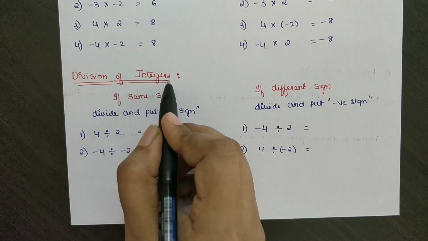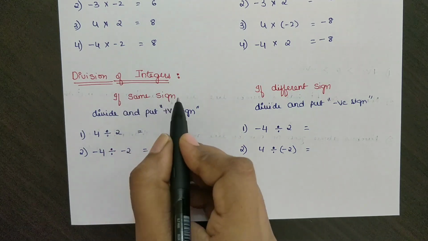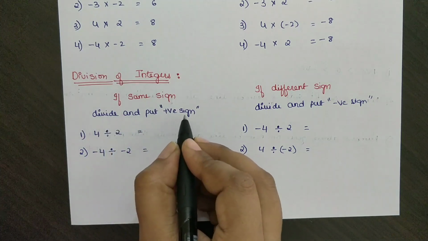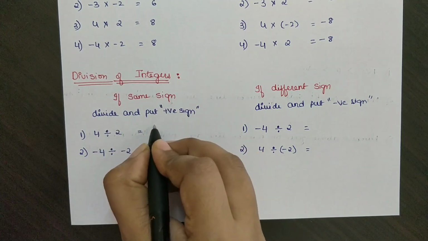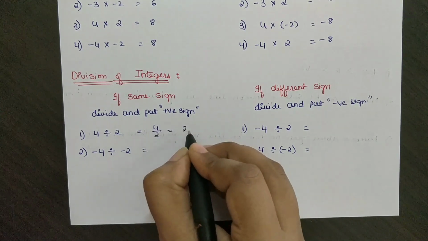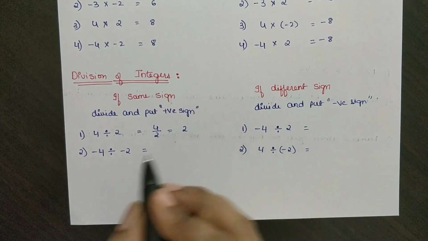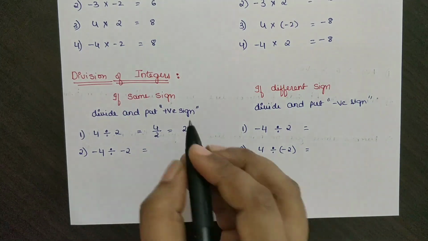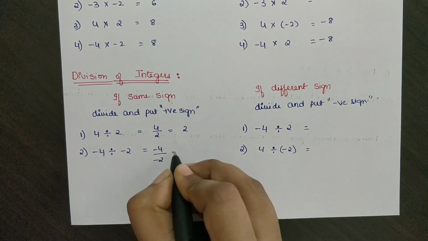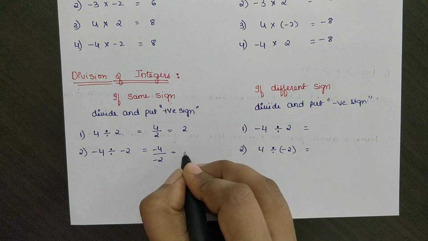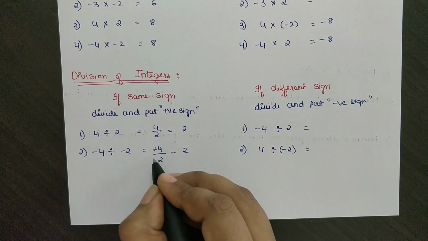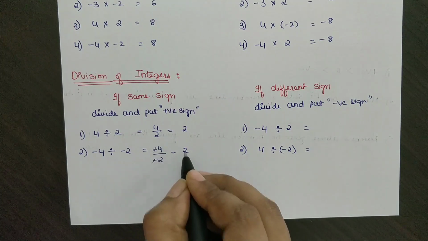Division of integers. If same sign integers are divided, then divide and put positive sign. 4 divided by 2 can be written as 4 by 2. Divide and put positive sign, plus 2. And these two are the same sign. Minus 4 divided by minus 2. Then put plus sign and 2. So minus 4 by minus 2, minus minus cancel, and 2 2s are 4.